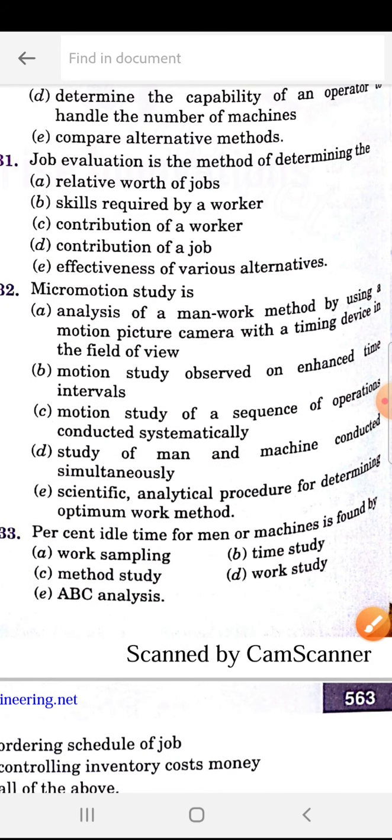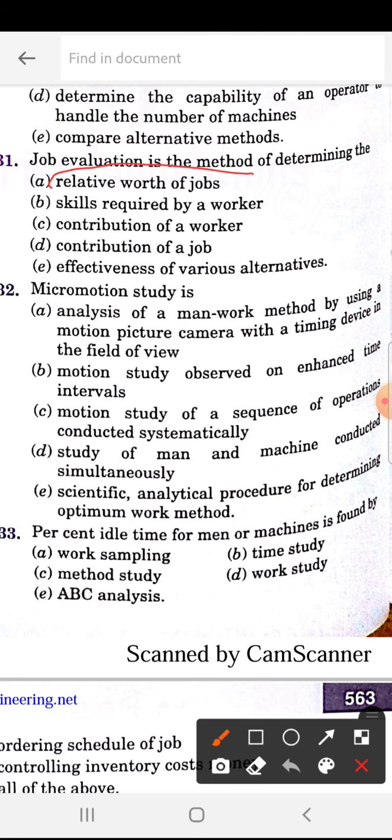Okay. Job evaluation is the method of determining the relative worth of jobs. So that is the relative worth of jobs, that is job evaluation.